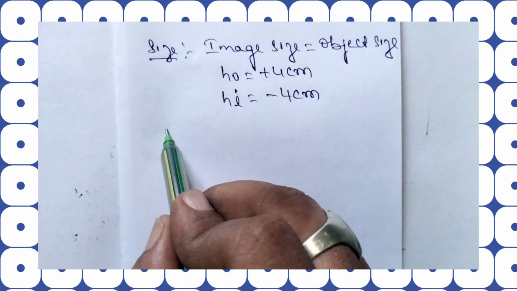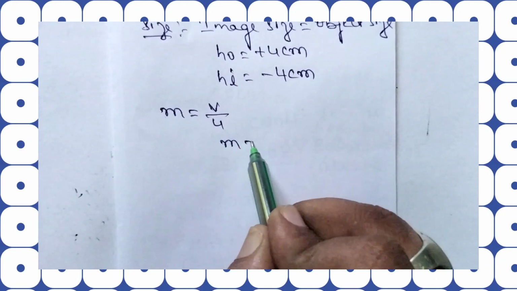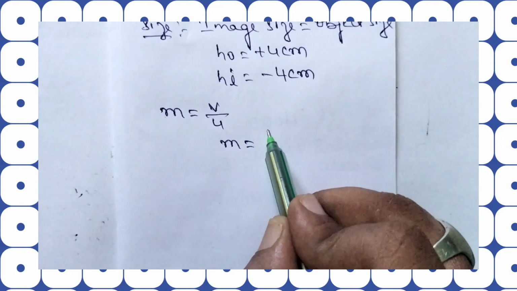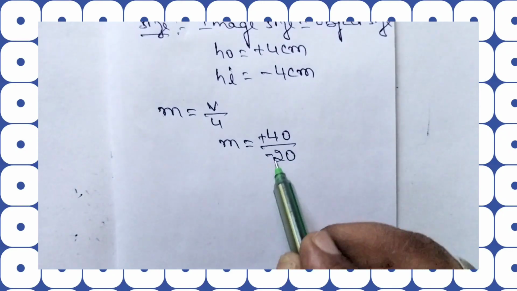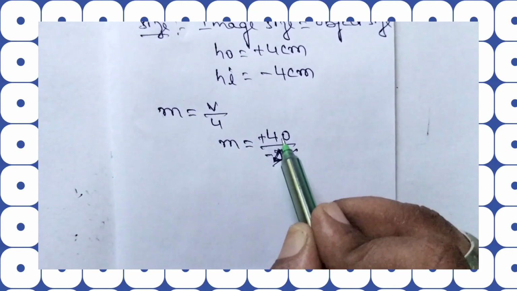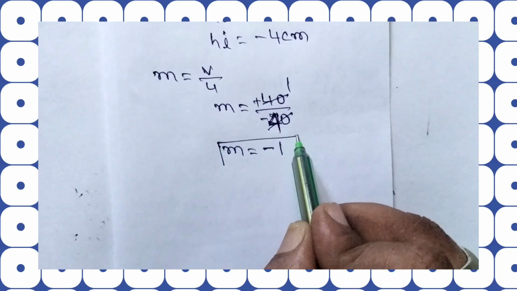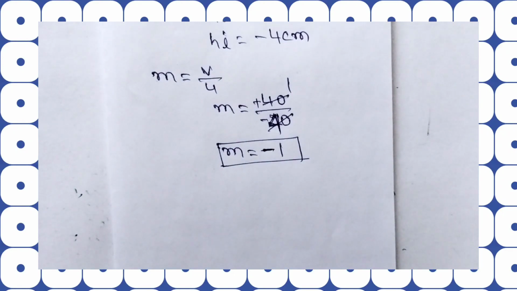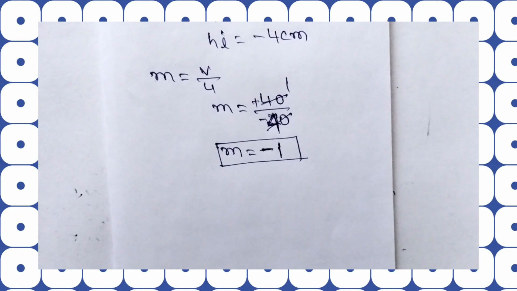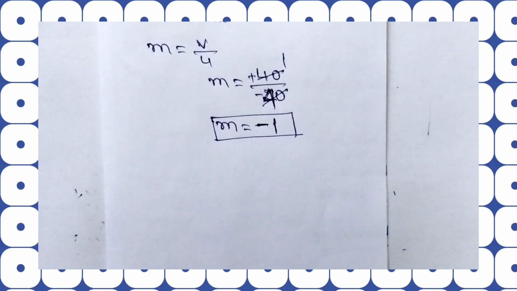Now we have to calculate the magnification. Magnification is equal to v by u. Magnification is equal to v, which is plus 40, divided by u, which is minus 40. So M is equal to plus divided by minus, which is minus 1. So the magnification minus indicates it is real and inverted. And 1 indicates the size of the object and size of the image is same. So like this we have to answer this question by calculating the magnification.